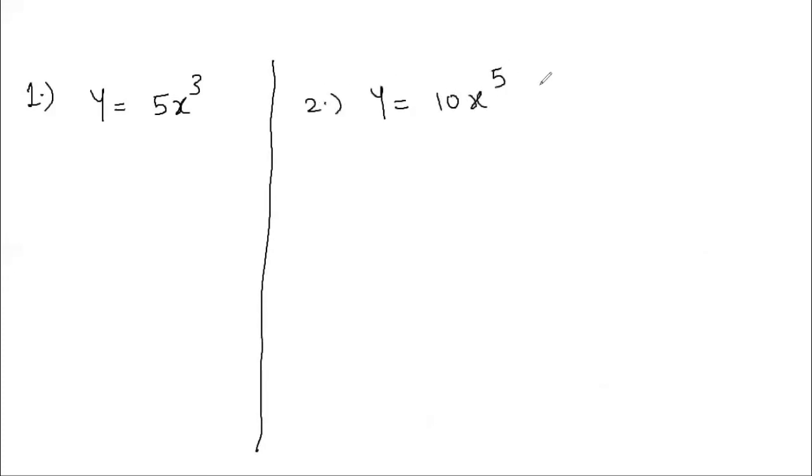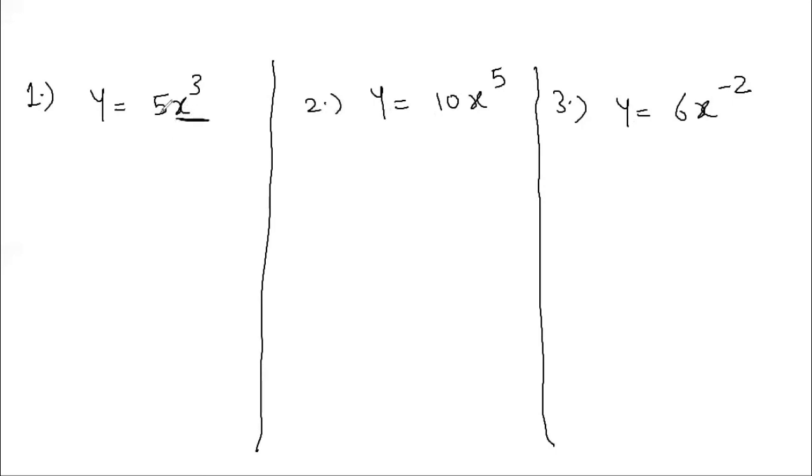Let's do the question y is equal to 5x to the power 3. For the second, we will take y is equal to 10x to the power 5. And for the third question, y is equal to 6x to the power negative 2. So let's start these three examples. You can observe that not only the variable is given, with the variable the constant is also here. What is the constant? The constant 5, constant 10, and in this question constant 6.